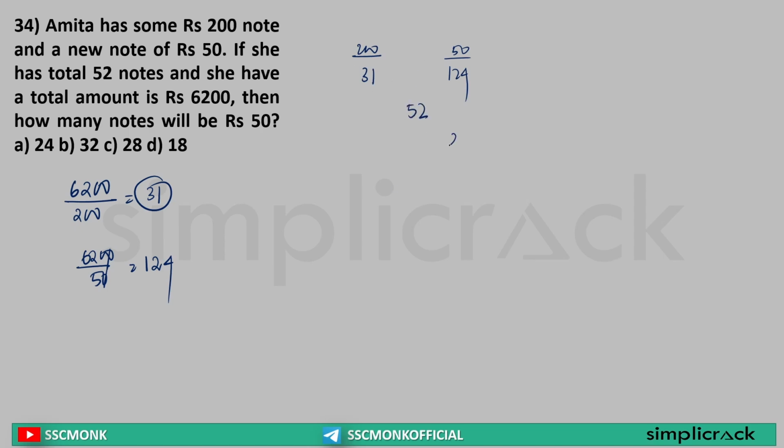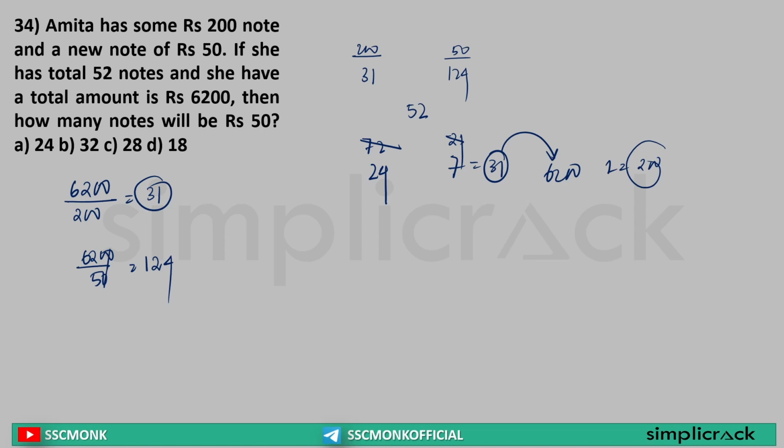52 minus 31 is equal to 21. 124 minus 52 is equal to 72. Yes or no? This is the ratio. Sir, divided by 3. So 3 24s are 72. 3 7s are 21. So the ratio of the 200 rupees notes to 50 rupees notes is 24:7, that is equal to 31 part, which is equal to 6,200. So one part is equal to 200.